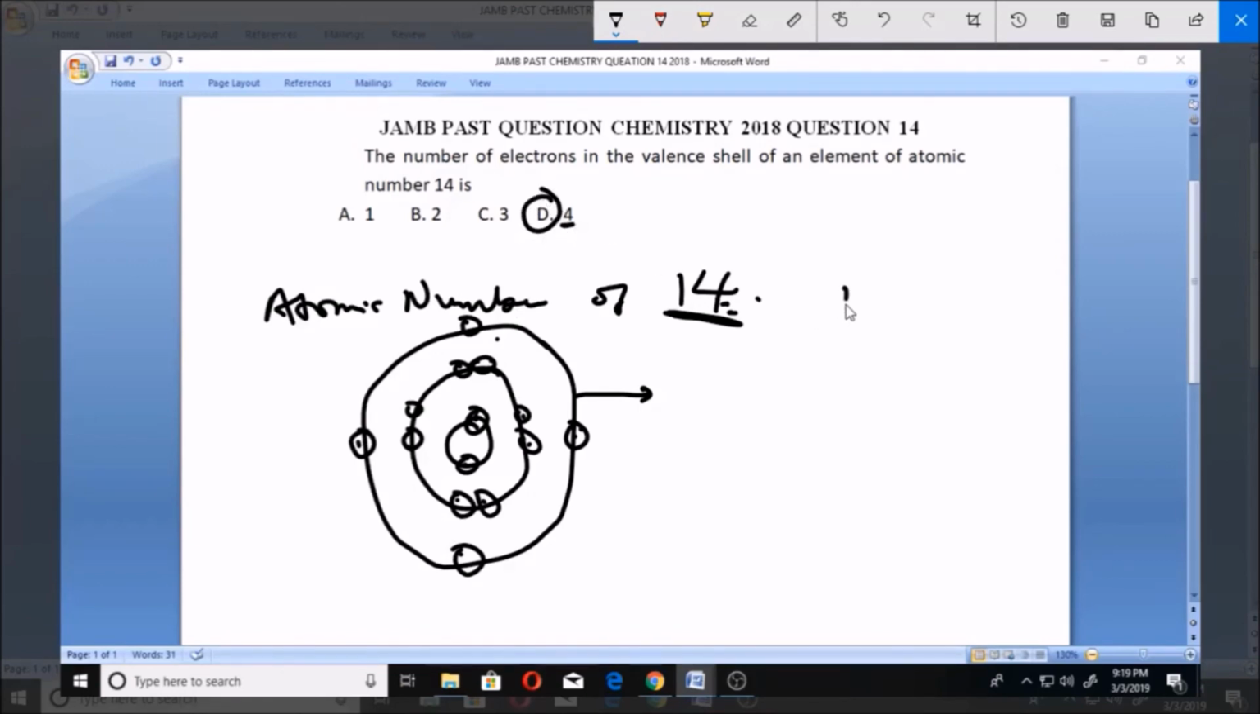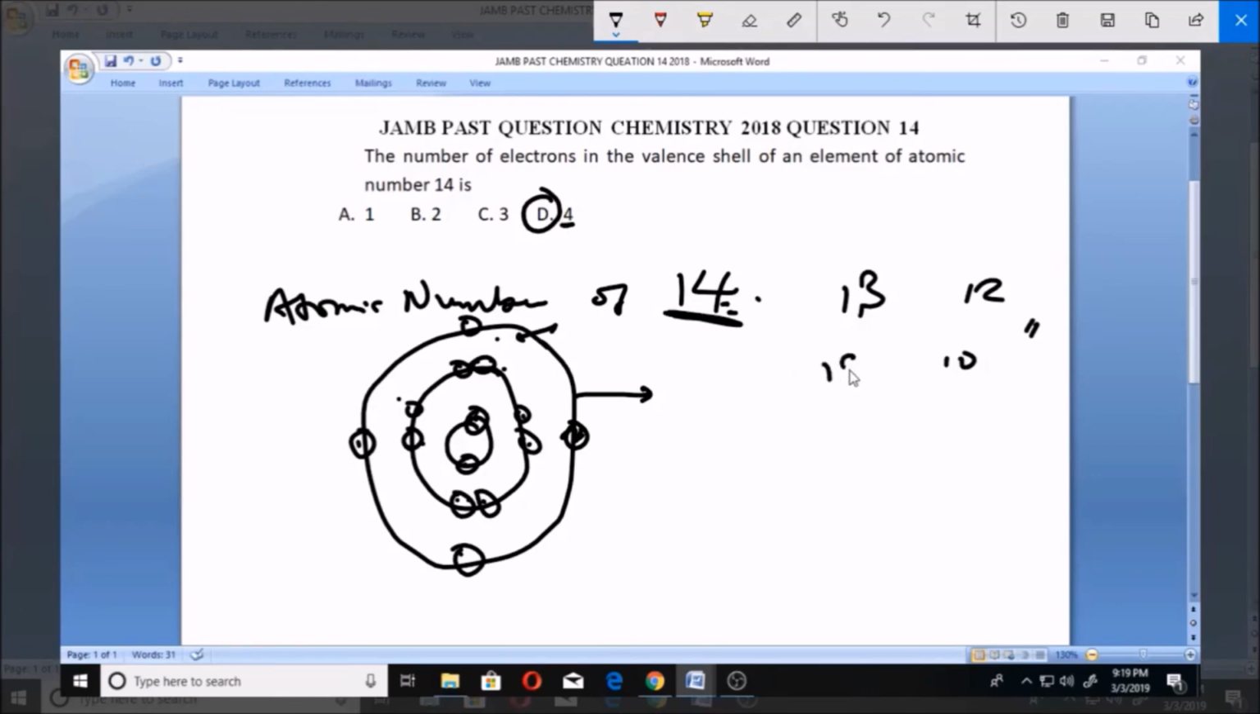So let's say this has an atomic number of 13. What would have been here would have been 3. If we had 12, what would have been here would have been 2. If we had 11, it would have been 1. If we had 10, it would have been 8, because this valence electron would have been gone. It will be remaining this to give 10. 1, 2, 3, 4, 5, 6, 7, 8, 9, 10. So the valence electron would have been 8. But for 14 it is 4.